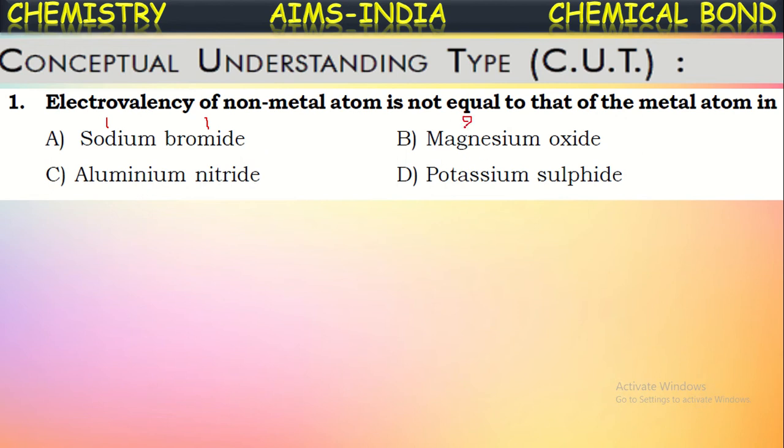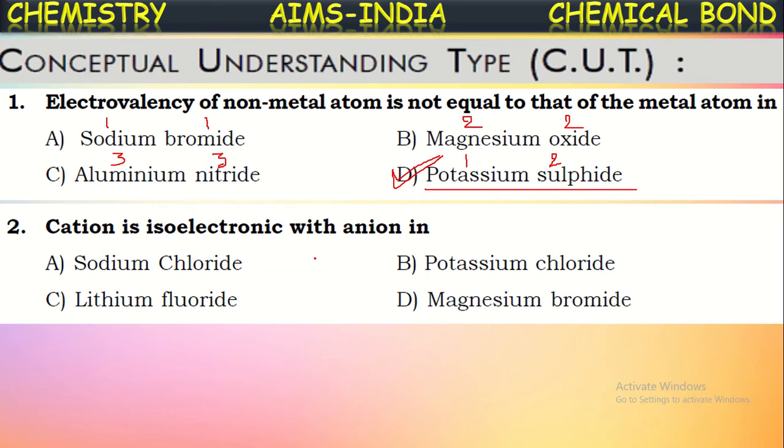If we see for magnesium it is 2, and for oxygen it is also 2. For aluminium we know it is 3, and for nitrogen or nitride ion also the electrovalency is 3. For potassium the electrovalency is 1 because it belongs to first A group. If we see for sulfide ion, it is 2. Now, if you observe, metal ion and non-metallic ion, sulfide ion, both are having different electrovalencies. So, this will be the correct answer. Okay, next one.